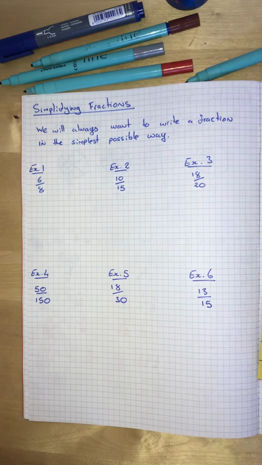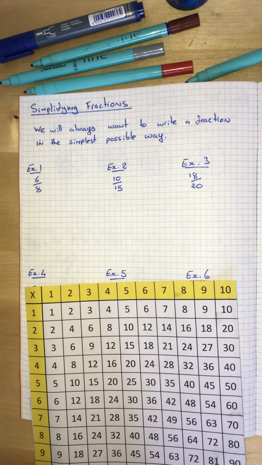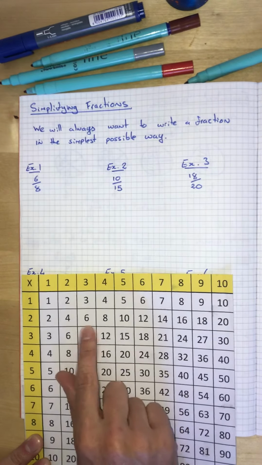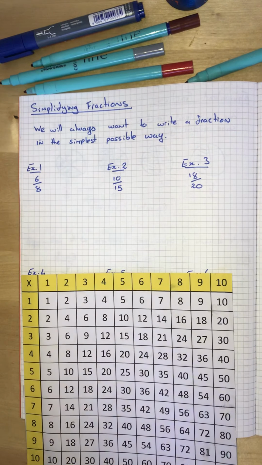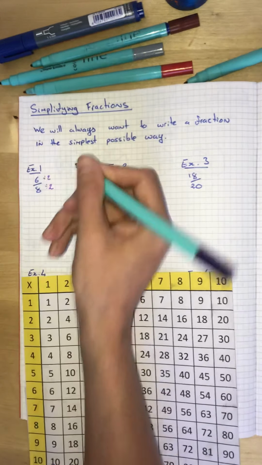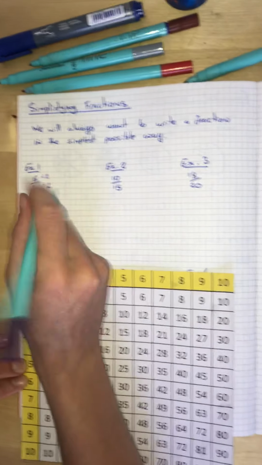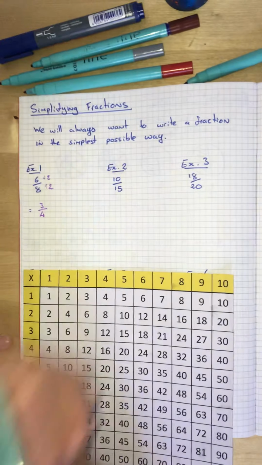So if we look at 6/8, and I want to simplify that in its simplest possible way, I think, what times table are 6 and 8 in? And this is where your table can come in handy. You can see here that the 6 and 8 are both in the 2 times table. So what I'm going to do is divide the top and the bottom both by 2. Whatever I do to the top, I also do to the bottom. 6 divided by 2 is 3, 8 divided by 2 is 4.